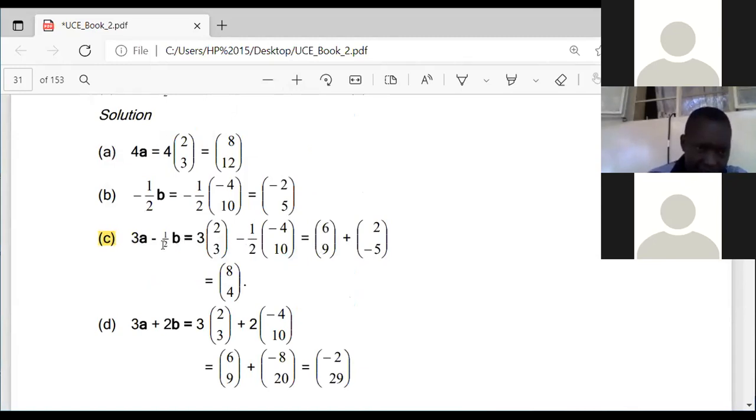So with part C, you had to multiply 3 times A, since your A was given as 2, 3. So multiply it and also minus a half of B. So if I may try to show you, those ones who have not passed it.